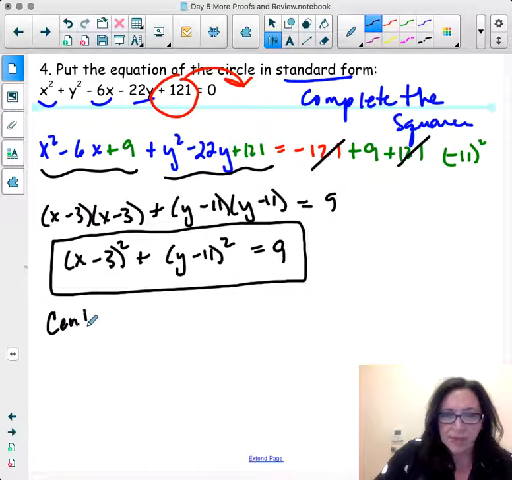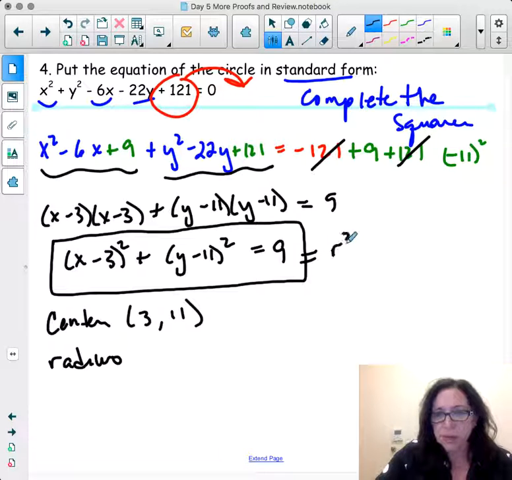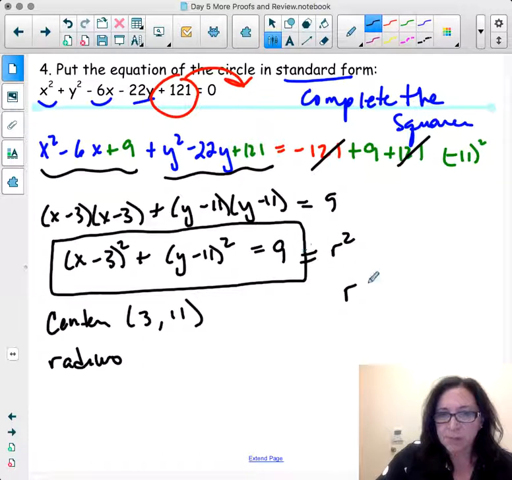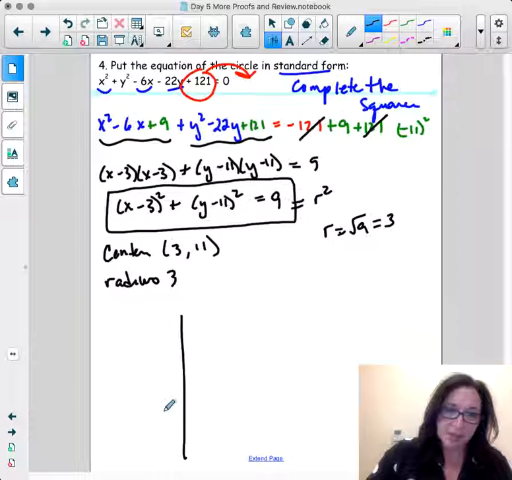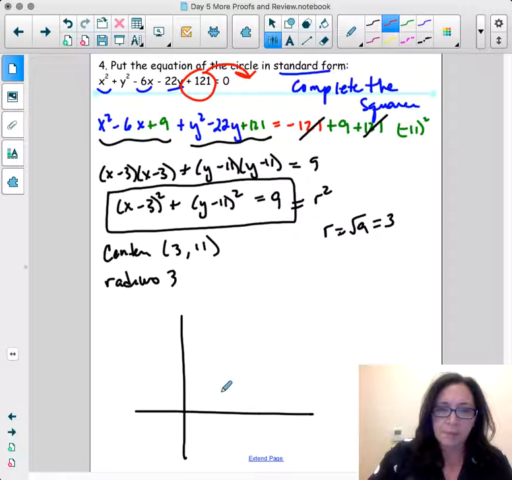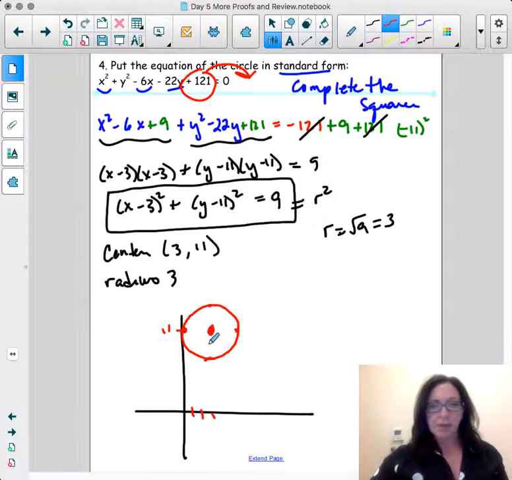Keep in mind that the center is going to be 3, 11. My radius, remember, this is r squared, which means that my radius is going to be the square root of 9, which is 3. So my radius is 3. So that if I wanted to graph this, I would go over 3 and up 11. There's 11. There's my center. And my radius is 3. So my graph would actually be this little circle right here, sort of floating up in the air.